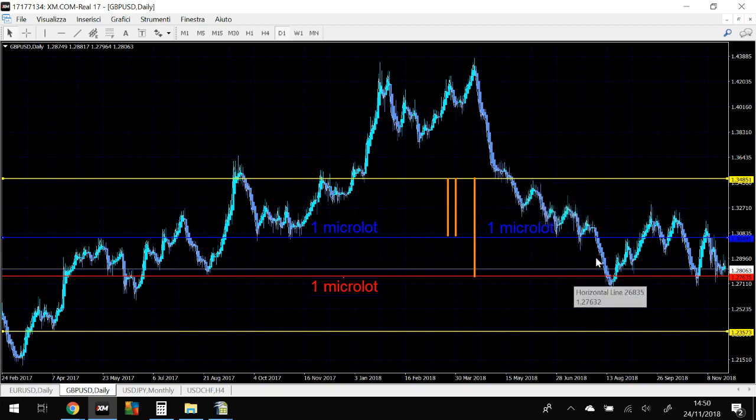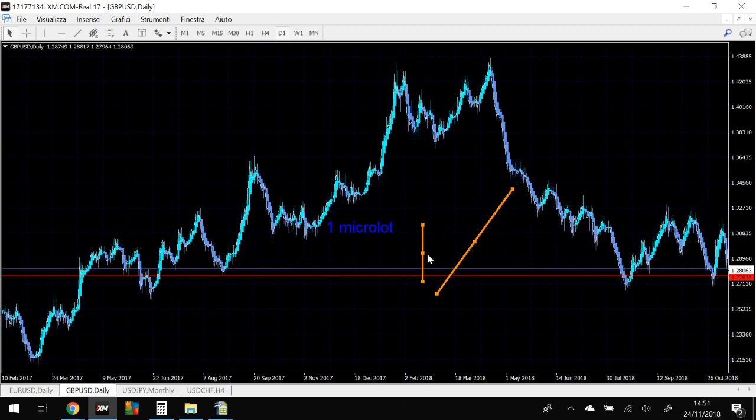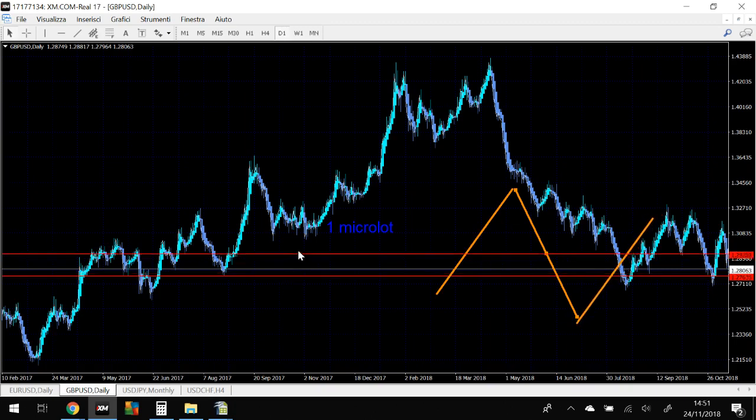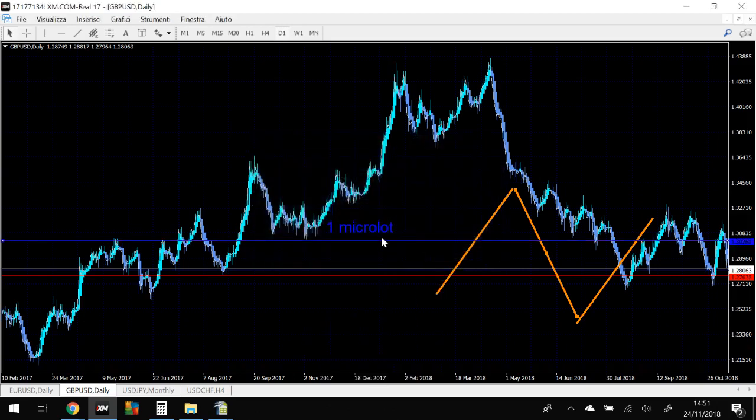But what happens if you continue doing it again and again? What happens is that, for example, you have 1 microlot. Market goes up. So let me clarify this to you. For example, let's say that market goes up, and then it goes down, and then it goes down, and then it goes up again, and every time, you have your buy and sell trades, and you continue entering back.